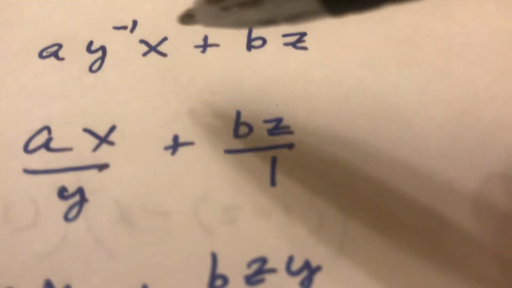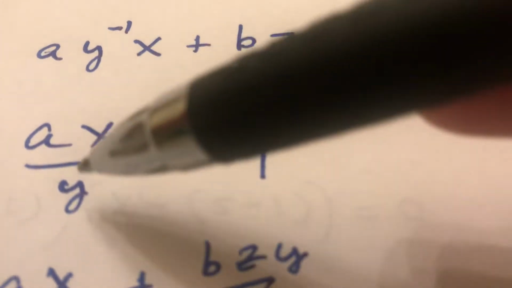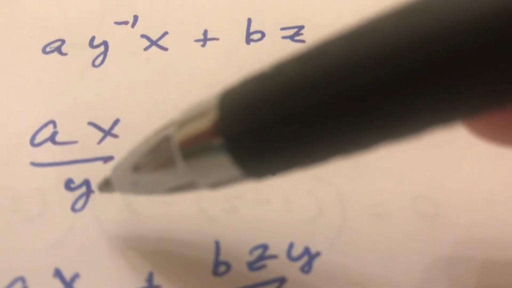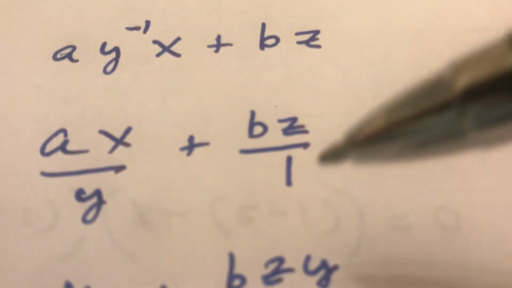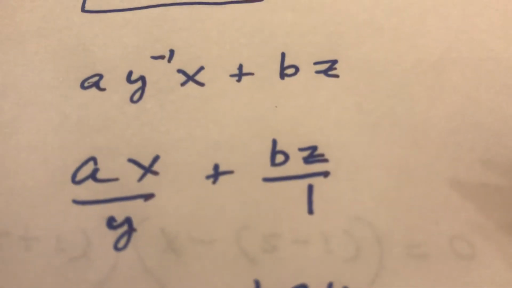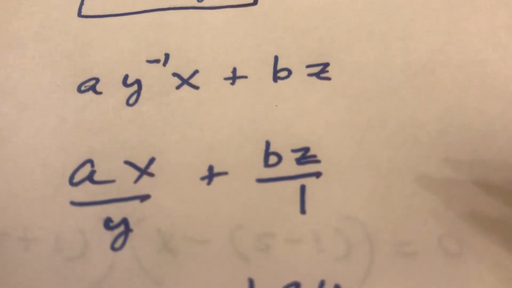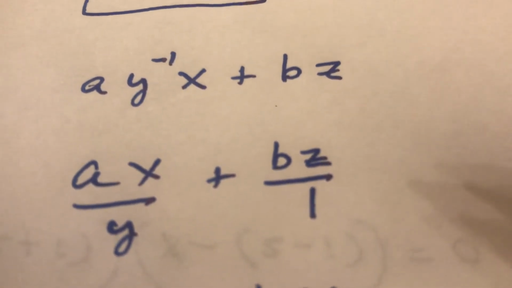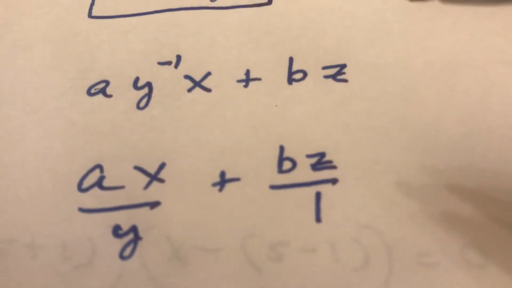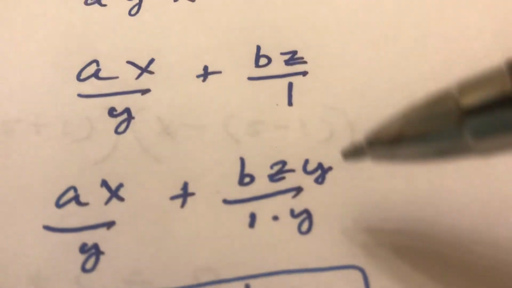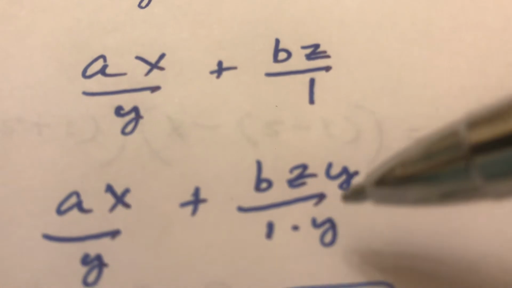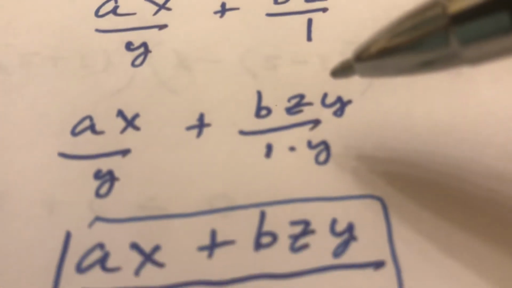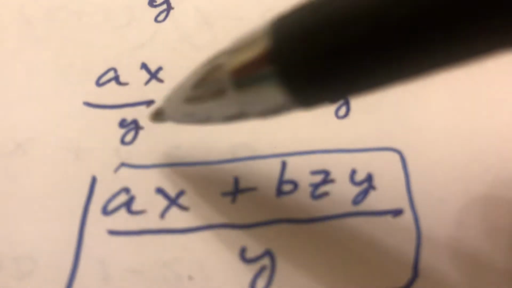Once again, I get rid of the negative exponent, so I move it into the denominator. It becomes y to the first down here, but I don't have to write the 1. And bz, and I'm going to write it over 1. Now the common denominator when you have y and you have 1 is just y. Y is the common denominator. So all I have to do is this right side, multiply top and bottom by y. And now I have y as my common denominator.